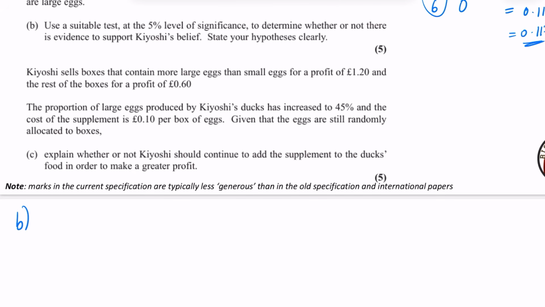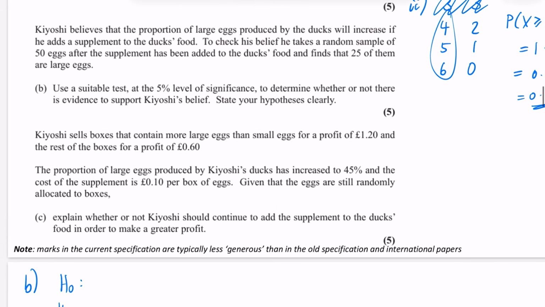So of course it is going to be a hypothesis test. We will have our null hypothesis and our alternative hypothesis here.